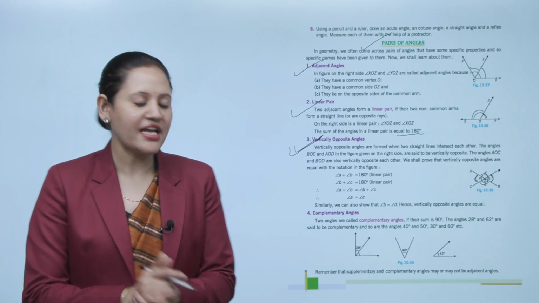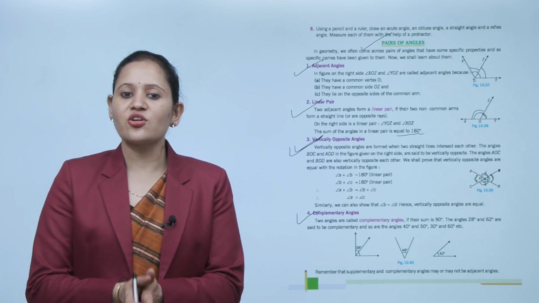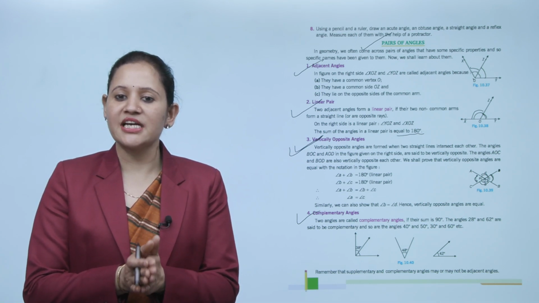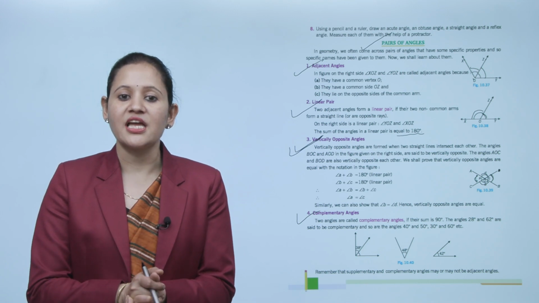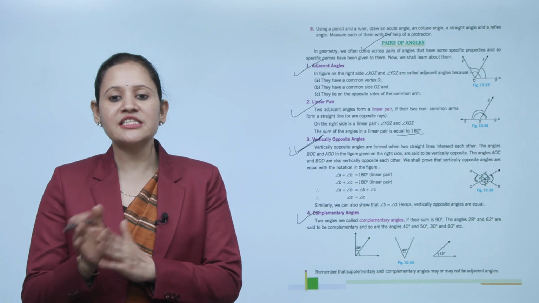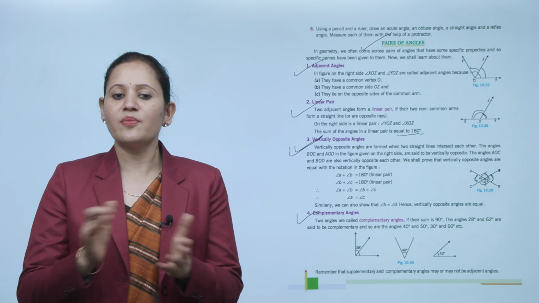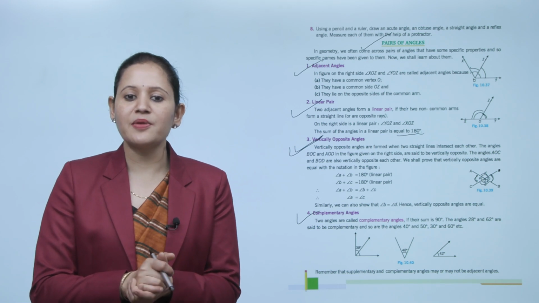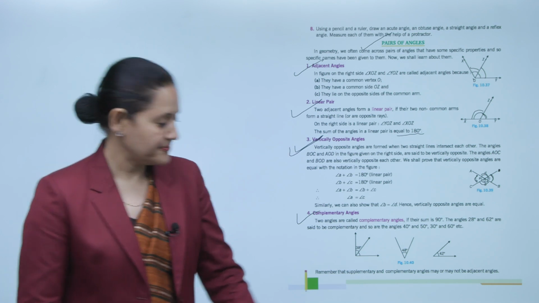Next is complementary angles. Two angles are called complementary angles if their sum is 90 degrees. The angles 28 degrees and 62 degrees are said to be complementary, and so are the angles 40 degrees and 50 degrees, 30 degrees and 60 degrees, because their sum is 90 degrees. So they are complementary angles. Remember that supplementary and complementary angles may or may not be adjacent angles.